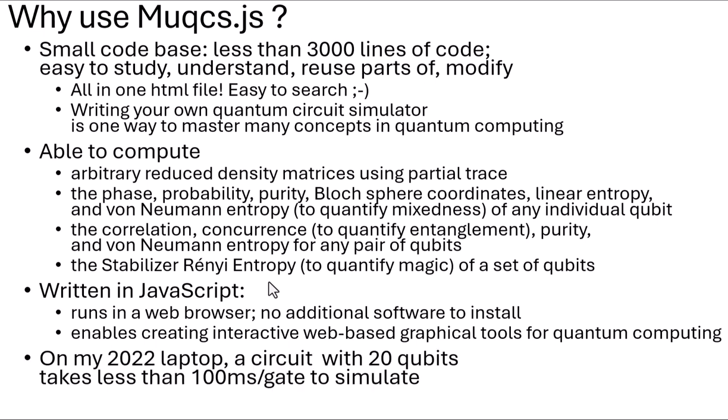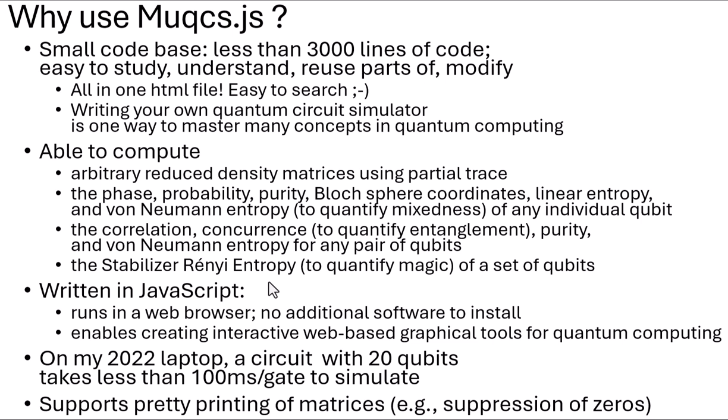On my own laptop, I can run circuits on 20 qubits, and it takes less than 100 milliseconds per gate to simulate a circuit like that, because Muqcs does have certain optimizations to achieve a reasonable runtime. There's also some subroutines in Muqcs to do pretty printing of matrices, which I'll show examples of.